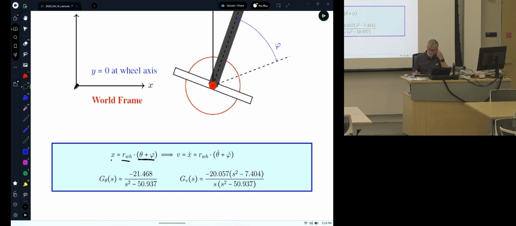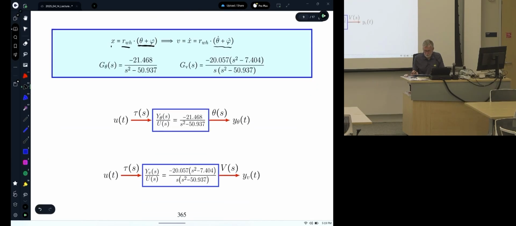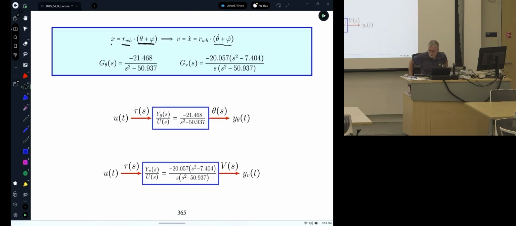Okay, so if that's the position, the velocity, when we control the velocity of the Segway, it's x dot, and so it's the radius of the wheel times theta dot plus phi dot. And so you will calculate the two transfer functions for the Segway. So what we're going to do in the remaining time is calculate controllers for it. We want to control two things. We want to keep the darn thing upright because we don't like falling off it, and we'd like to be able to regulate its speed.